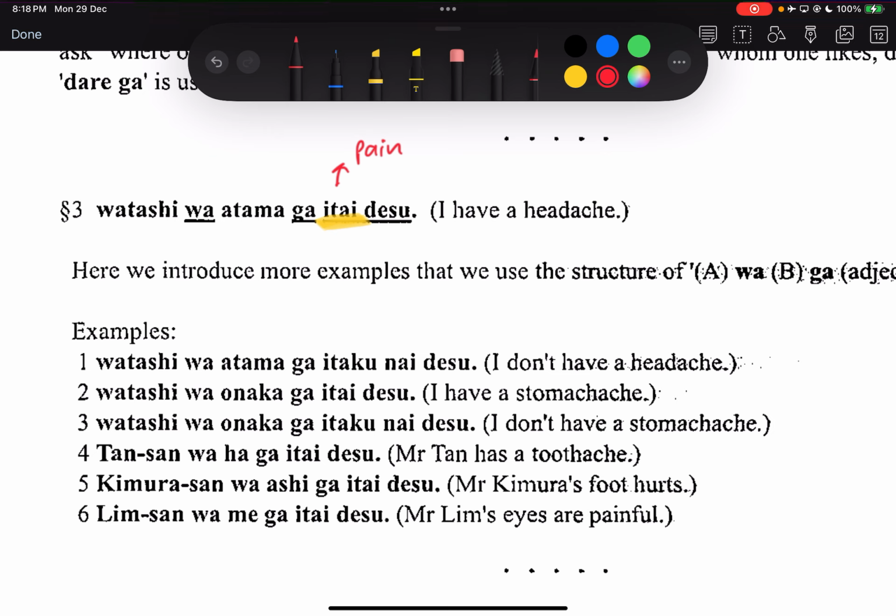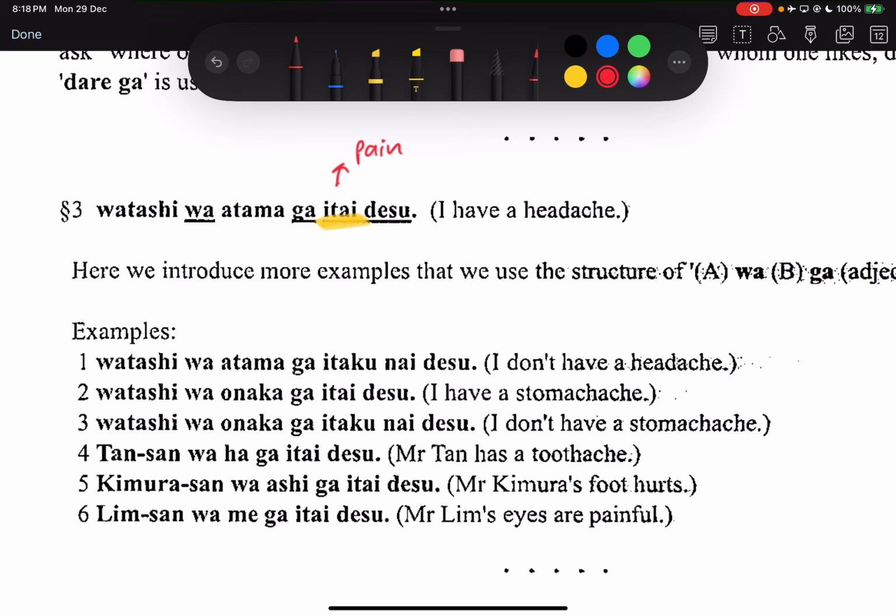We cannot say atama wa itai desu. That means you are saying the head, which part of the head is pain? You're saying the head is pain, but where is it? Which part? We are missing the object, we are saying the subject. The subject is head. Atama wa itai means you're just saying the head is the subject. Then what is the object that's pain? So it's very unclear. Instead we should say atama ga itai desu. Think of it as watashi no atama ga itai desu, 我是头很痛. Think of it that way.